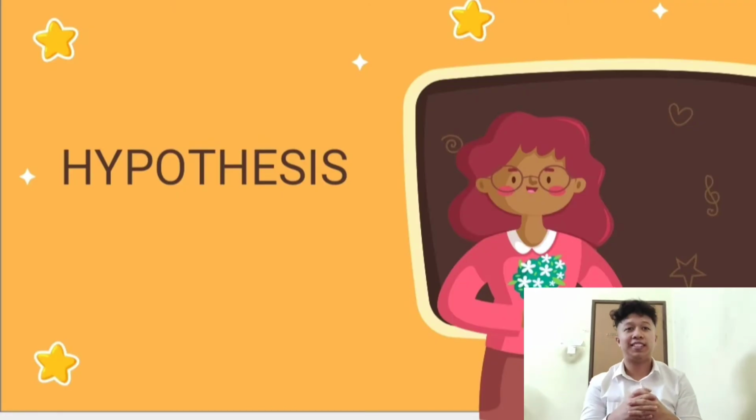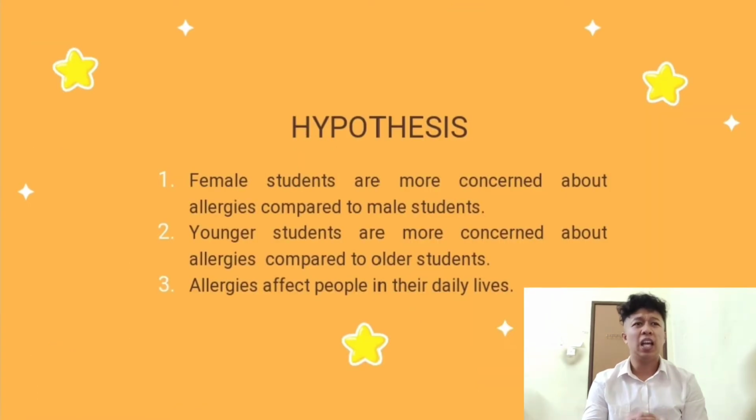Hypothesis. There are three hypotheses in this survey. The first one is the female students are more concerned about their allergies compared to the male students. The second hypothesis is younger students are more concerned about allergies compared to the older students. And the last one, allergies affect people in their daily lives.